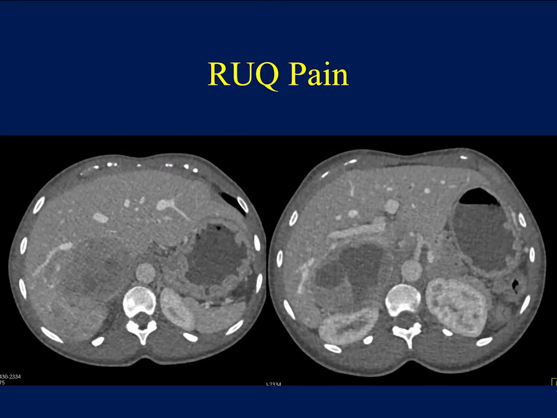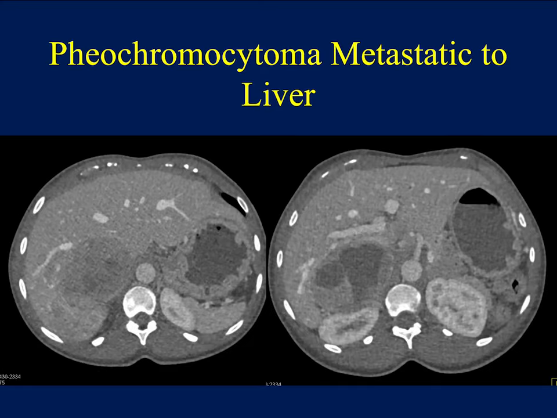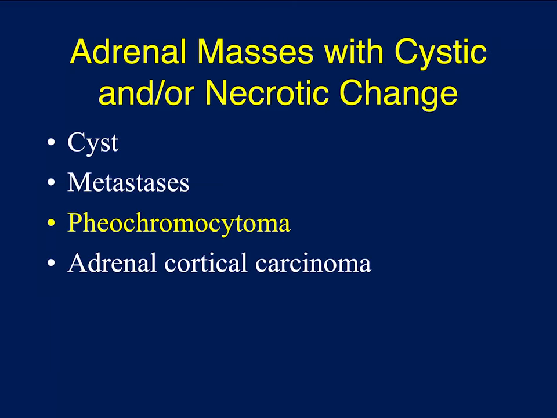Here's an example: large mass, right adrenal, necrotic, vascular. To me, I'm thinking adrenal cortical carcinoma. This is aggressive, looks malignant to me. The patient also had liver lesions. This was an ACC, all things considered, to me, but on biopsy, or rather resection, this was a pheochromocytoma.